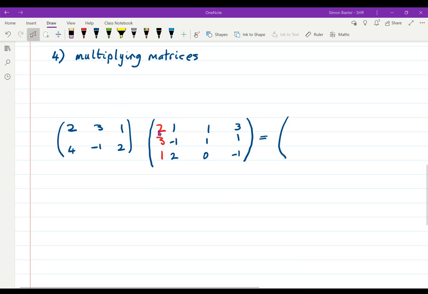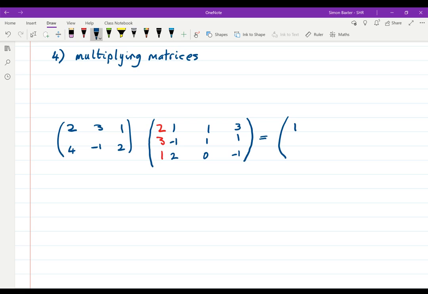Then we do 2 times 1 plus 3 times minus 1 plus 1 times 2. 2 times 1 is 2, plus 3 times minus 1, 2 minus 3, plus 1 times 2, so that's 2 minus 3 plus 2, and that gives us 2 plus 2 is 4, minus 3 is 1. So my first number in the new matrix is going to be 1.